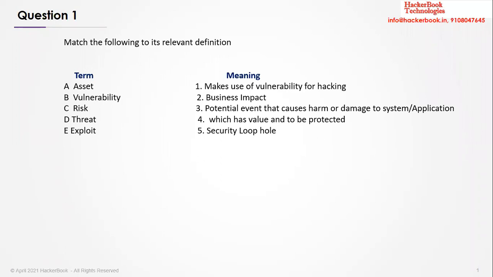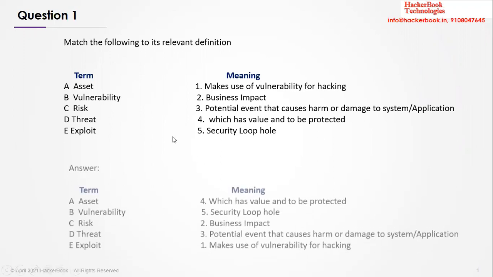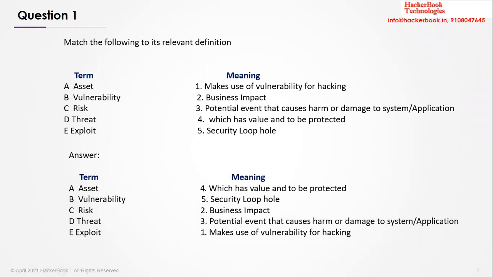2, 4, 5, 2. Threat. Threat is a potential event that would cause harm or damage. The exploit is 1. So exploitation makes use of vulnerability for hacking. So the correct answer is 4, 5, 2, 3, 1. Okay, most of you are correct. Next question.